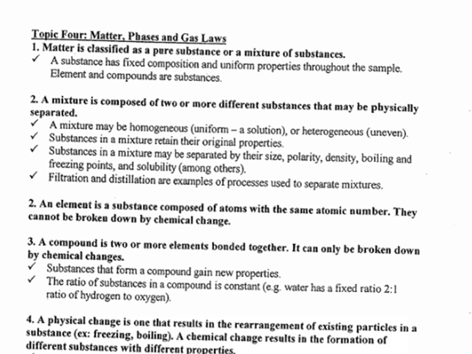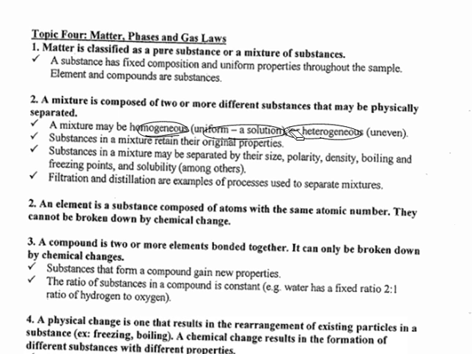Matter is classified as a pure substance or a mixture of substances. Elements and compounds are the only things that we consider to be substances. Elements and compounds. A mixture is composed of 2 different substances that can be physically separated. It can be homogeneous or heterogeneous. If it's homogeneous, it's a solution.